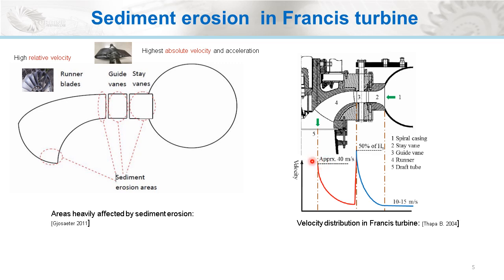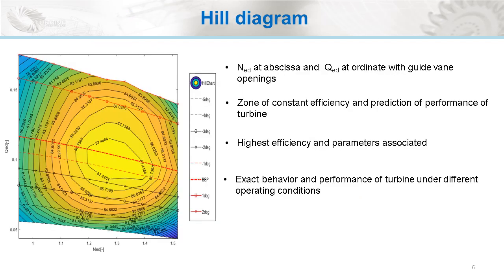Since the velocities at runner outlet and guide vane outlet are higher, these are identified as the key factors or key reasons for the erosion at the runner outlet and guide vanes. Here, due to the high relative velocity, the erosion at runner outlet is happening. Here, due to the highest absolute velocity and acceleration, the erosion at guide vane is occurring.